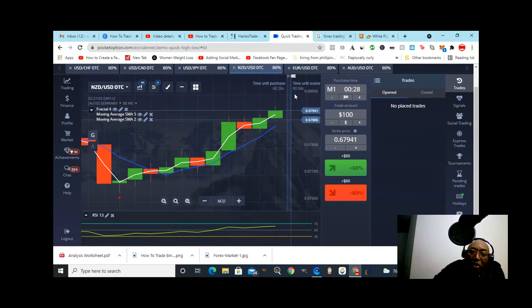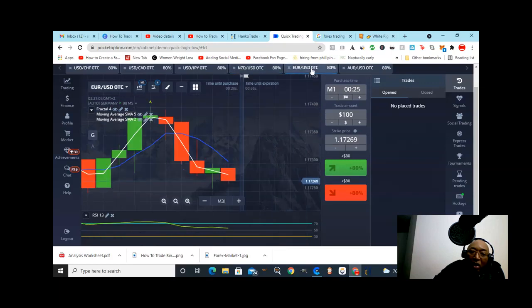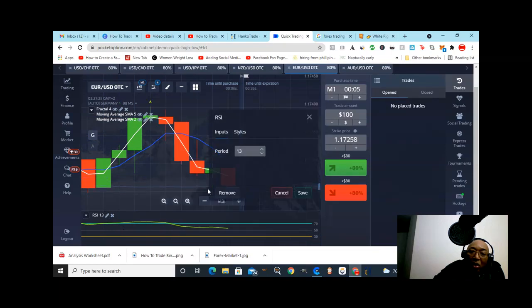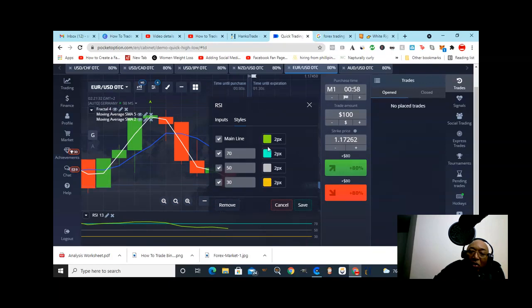Okay, we are getting close to the midline here of the RSI, and let me show you guys how I set up the RSI. Again, to get the RSI, you go to indicators, and you can see it's right here. And then you just set up your RSI. The only thing I changed was the period. I used period 13, and I didn't change any of the style, and I just thickened the lines to 2 pixels instead of 1 pixel so that I can see the lines properly.